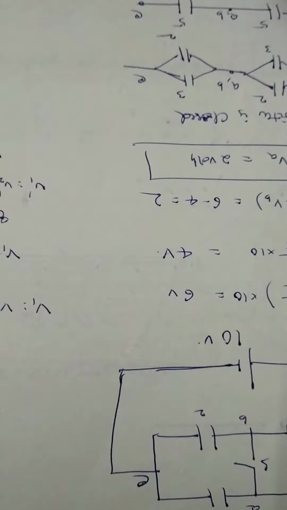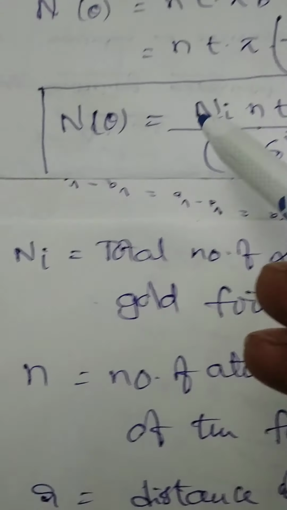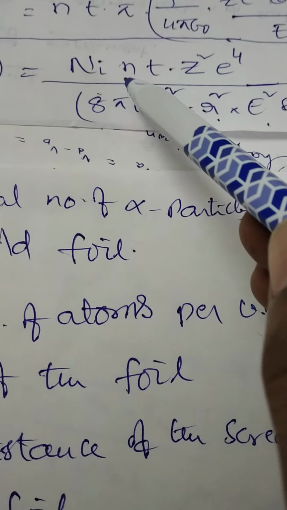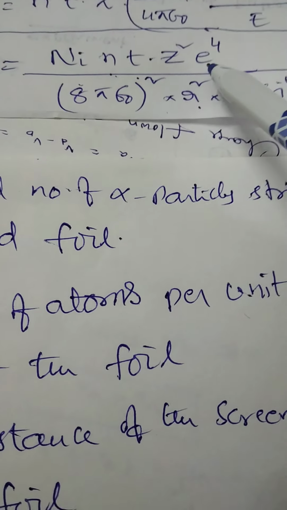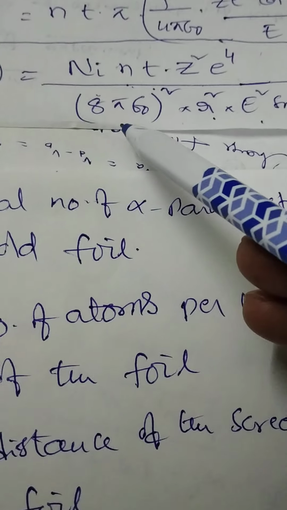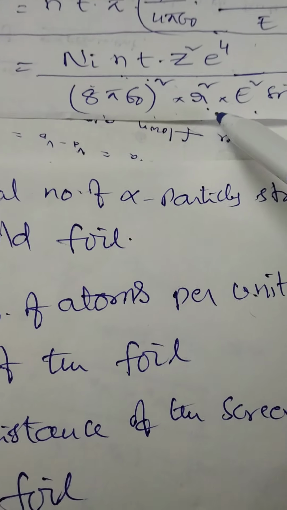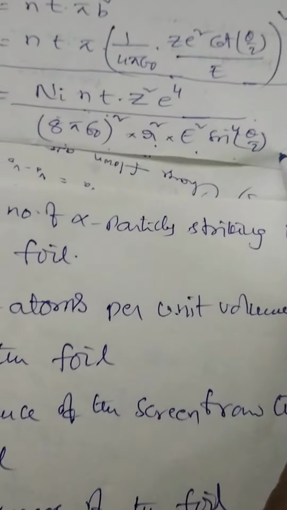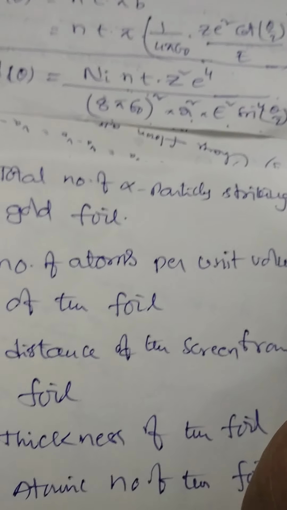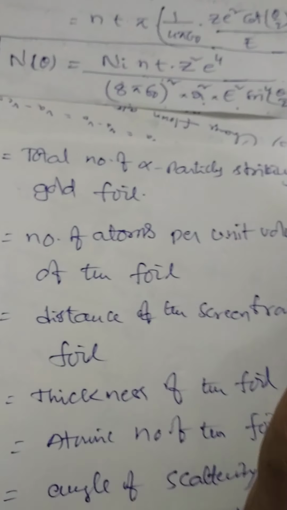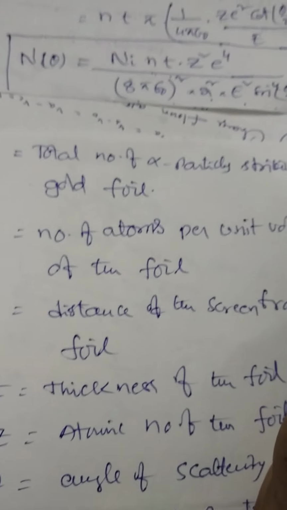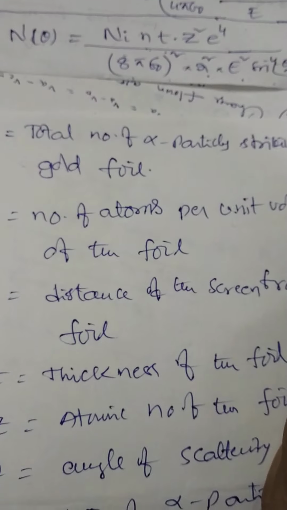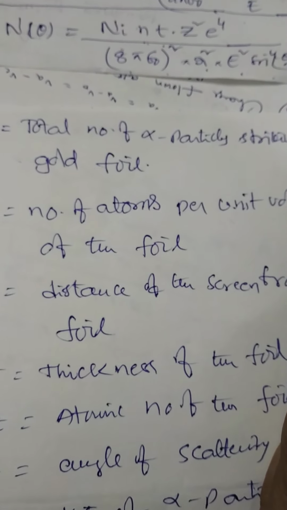The number of alpha particles scattered at an angle theta is given by capital N theta is equal to capital Ni into small n into t into Z square e power 4 by 8 pi epsilon naught whole square into r square into E square into sin power 4 theta by 2. Just repeat this formula two or three times with your eyes closed, then only it will stay in your memory.